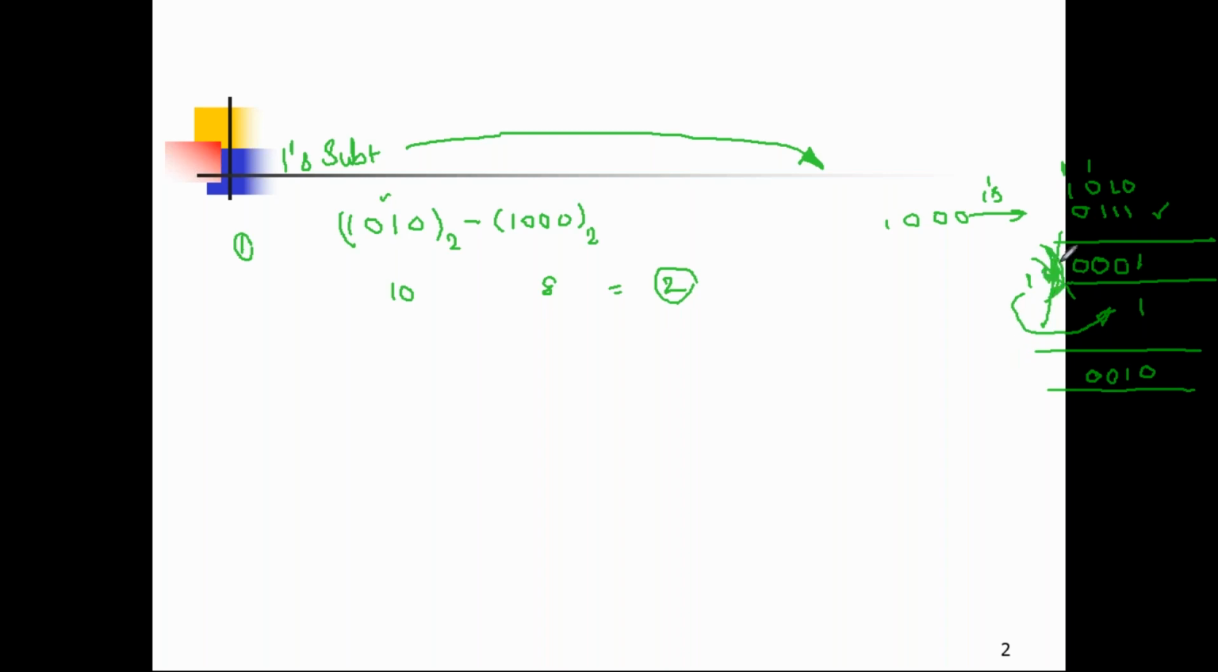As I already told, in some situations the end carry may be neglected. End carries may be neglected where there are signed number systems. That is called the signed number system. We will see it in later classes or later problems. In signed number systems, this one may be neglected.